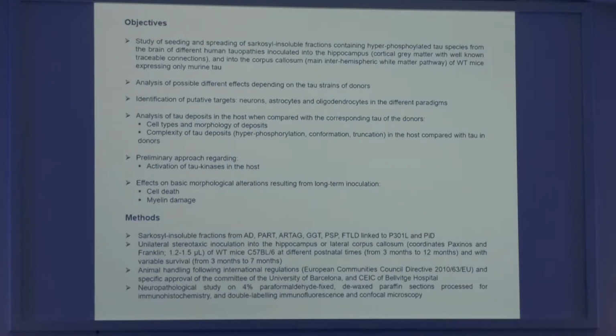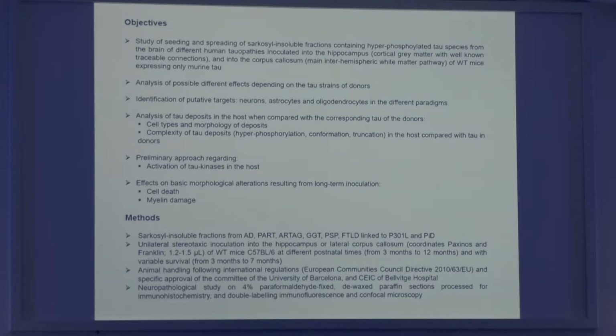glial tauopathies. Well, the objective is to study what happens following the inoculation of soluble and insoluble, sarcosyl-insoluble fractions, into the brain of mice expressing murine tau. Together with the analysis of the different tauopathies, the different conditions of the spread of the deposition after the inoculation, the cell types which are involved, and the mechanisms which are involved in this process of spreading.